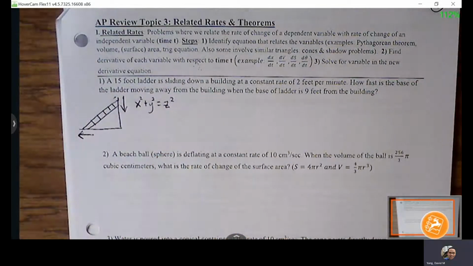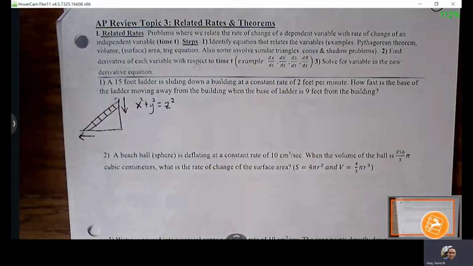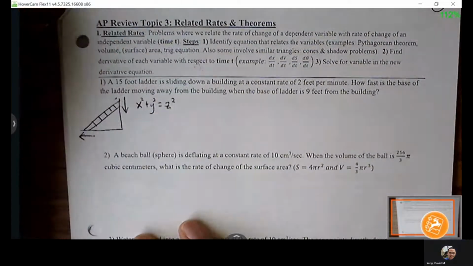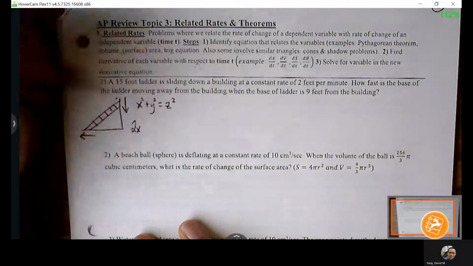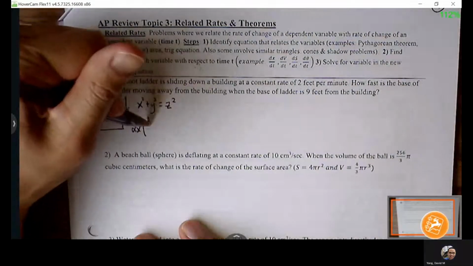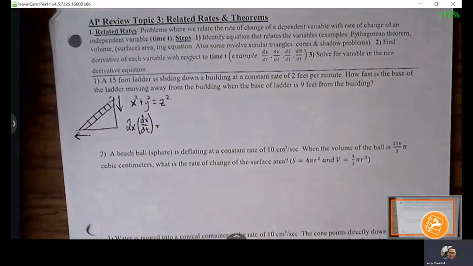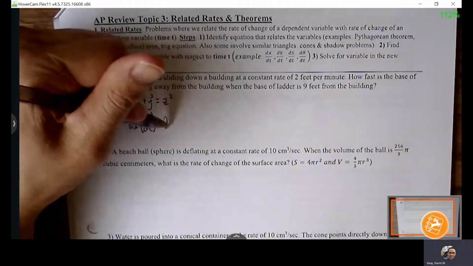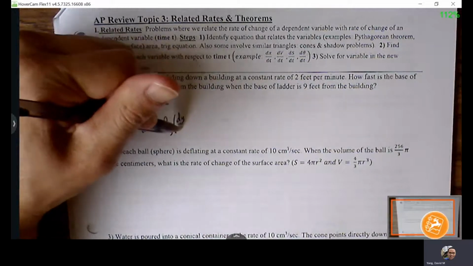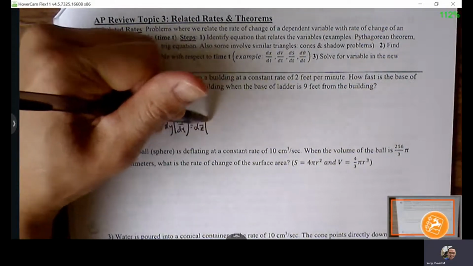Let's go ahead and find the derivative of each variable, but each time we find the derivative, we're going to attach a d over dt for that variable. So x squared becomes what? 2x. But we need to attach what? Times dx/dt, okay? y squared becomes 2y, yep, dy/dt. And same thing on the other side, 2z dz/dt.